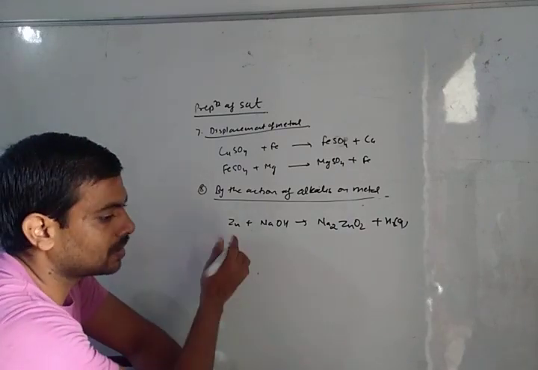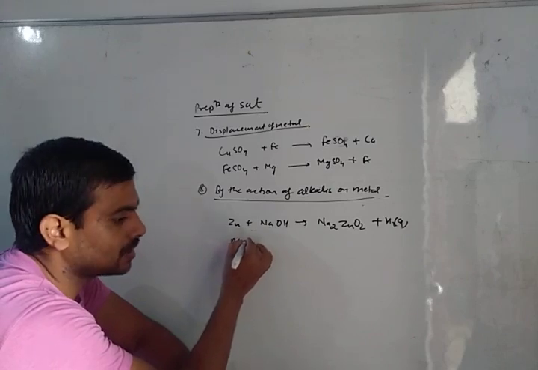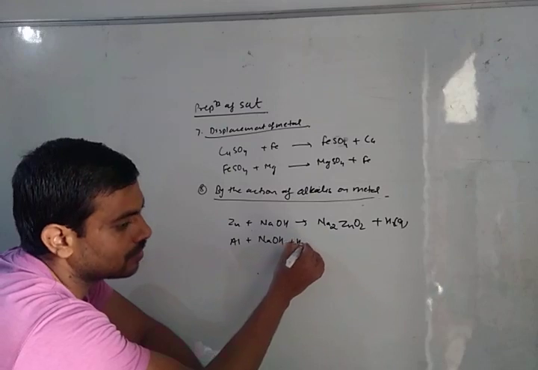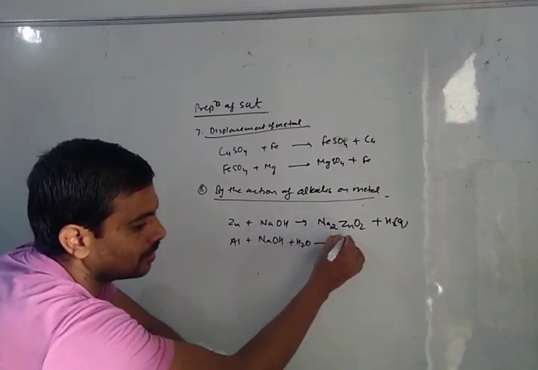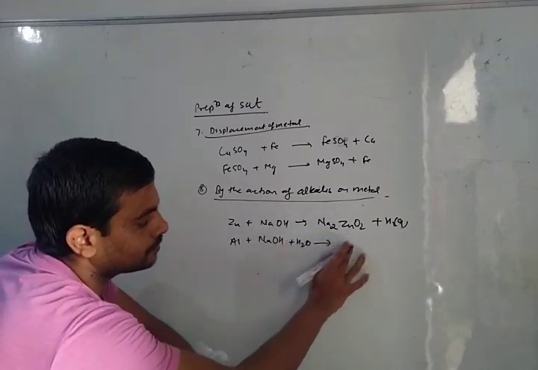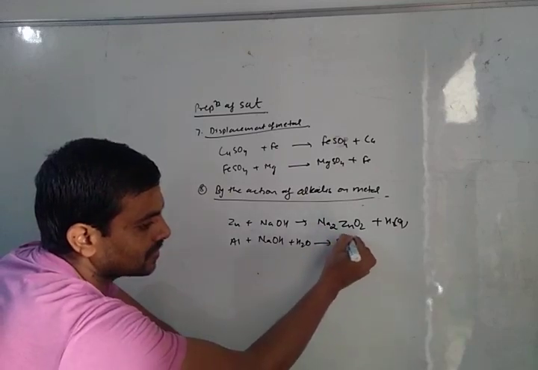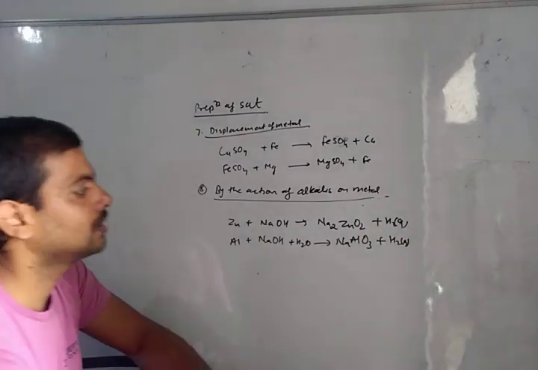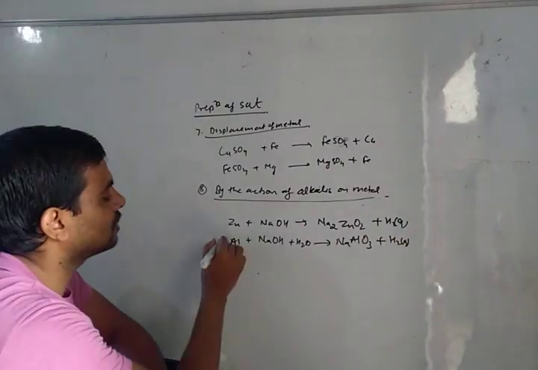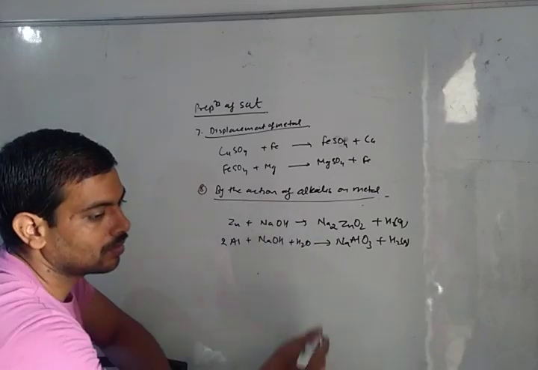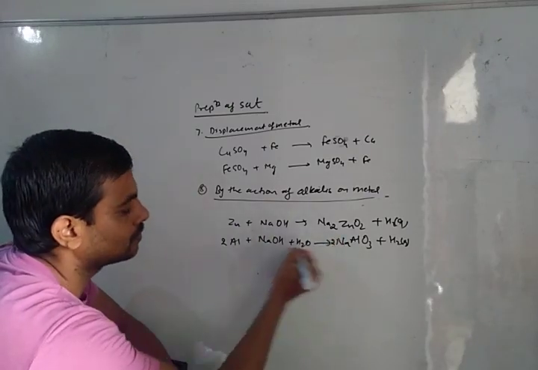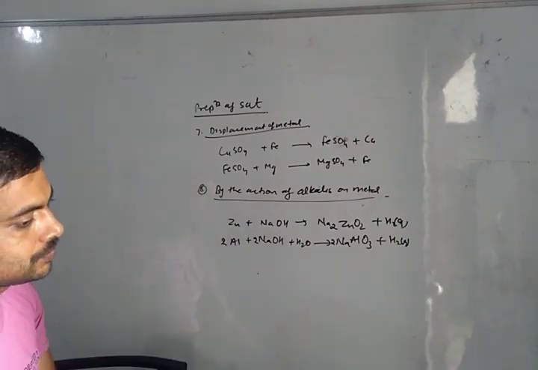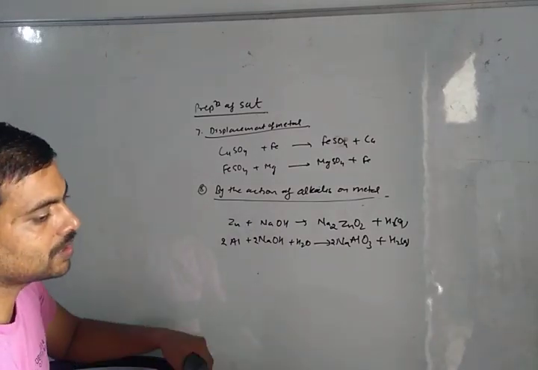Let's see another example. For example, aluminium metal on treatment with alkali NaOH in the presence of water. What happened? NaAlO3 plus hydrogen gas. This is the reaction by which we can easily understand what's going on. So go through it. The next process is by double displacement.